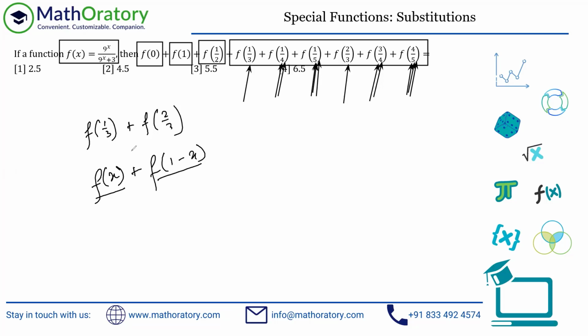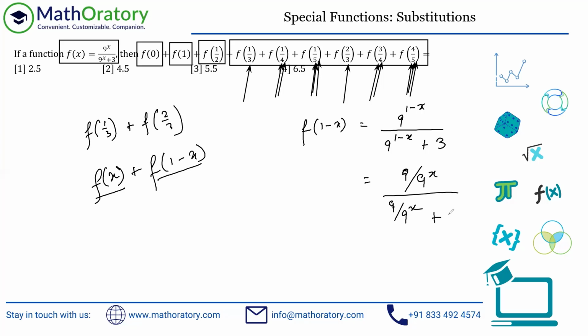So in order to do that, I need to first find out this f of 1 minus x. F of x is known to us. So what will be f of 1 minus x? Let's try to figure that out. So f of 1 minus x will be 9 to the power 1 minus x divided by 9 to the power 1 minus x plus 3, right? Now 9 to the power 1 minus x is nothing but 9 divided by 9 to the power x, right? Same thing in the denominator, 9 divided by 9 to the power x plus 3.